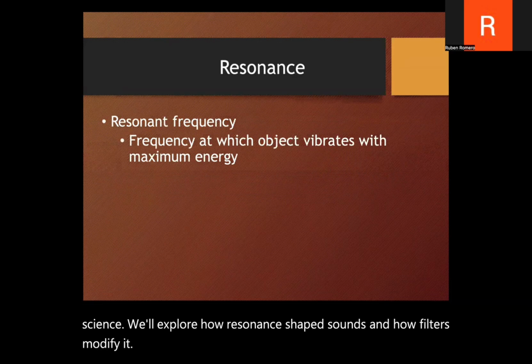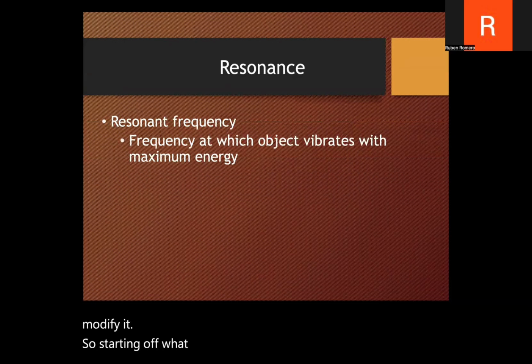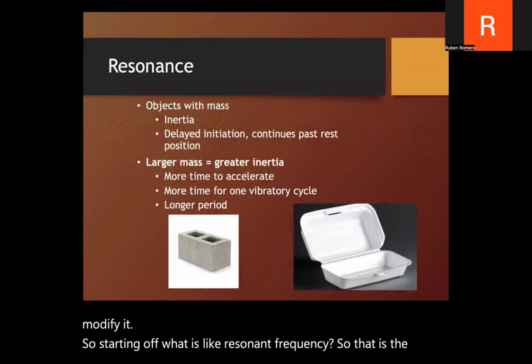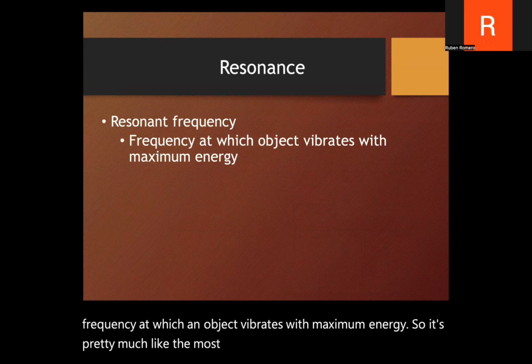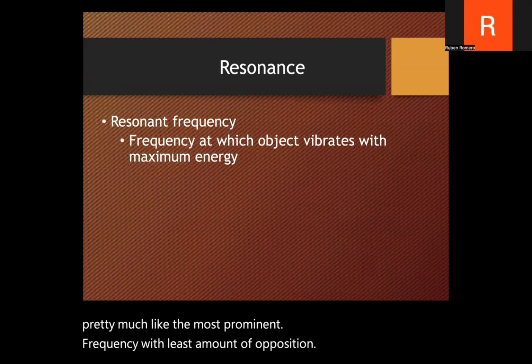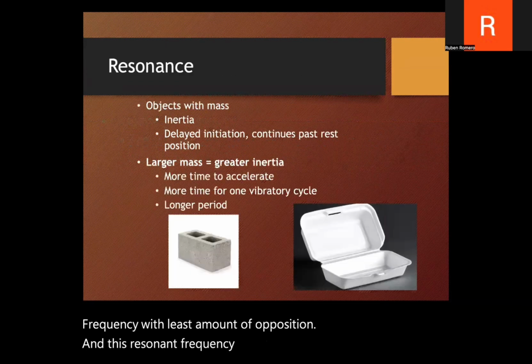So starting off, what is a resonant frequency? That is the frequency at which an object vibrates with maximum energy. So it's pretty much the most prominent frequency with the least amount of opposition. And this resonant frequency has certain properties as well.